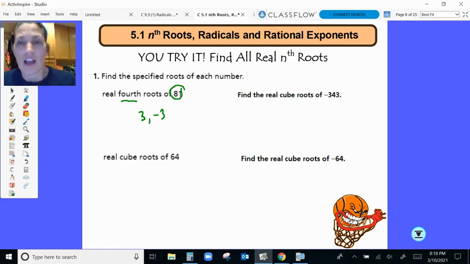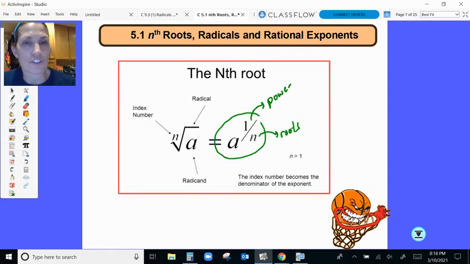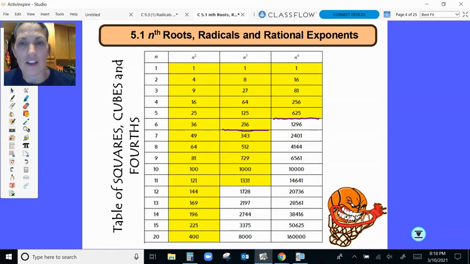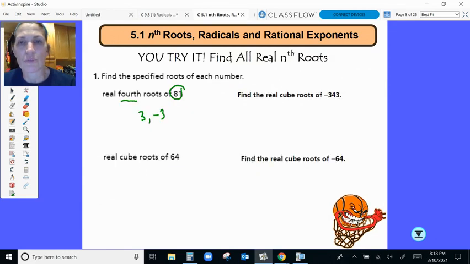Okay. How about find the real cube roots of negative 343? If we go back to our little chart here, if you look back at a cube root, 343 right here, it's going to be 7. 7 times 7 times 7 is what 343 is. And since it's a cube root, there's only one real solution, and that is negative 7. Okay, because it's a negative, it's going to be a negative root. Negative 7 times negative 7 is a positive 49, and then positive 49 times negative 7 gives me negative 343.